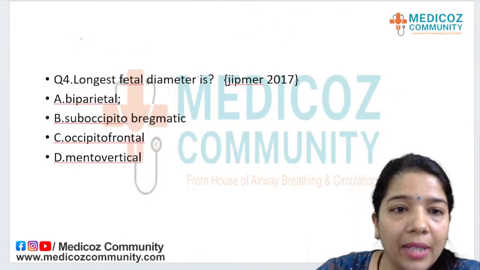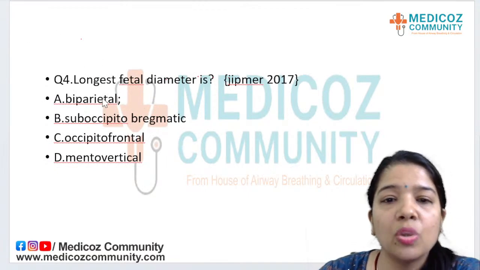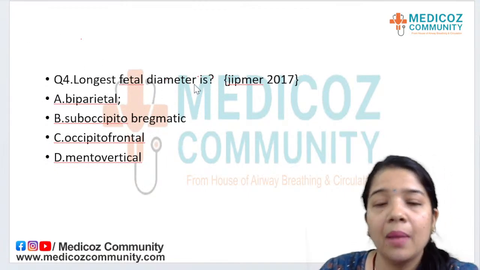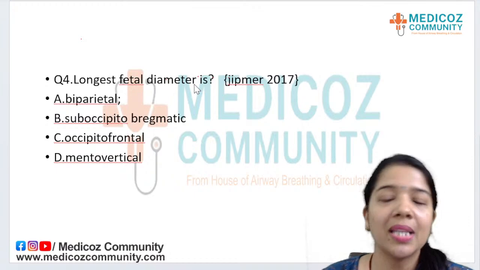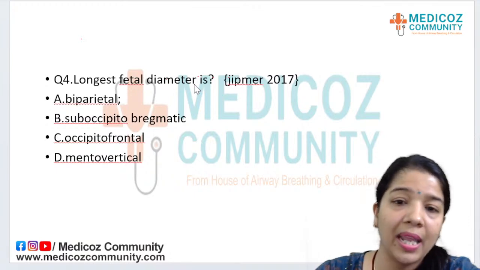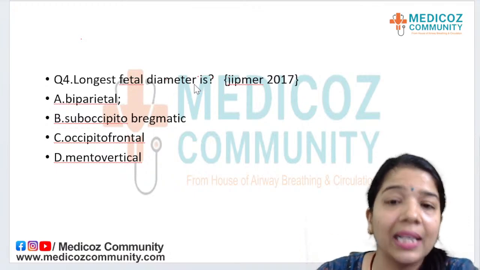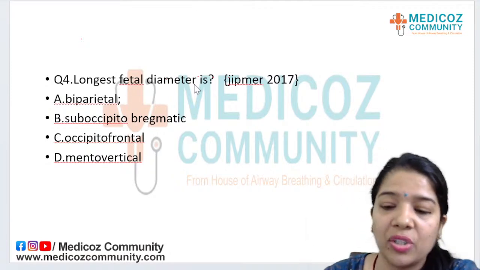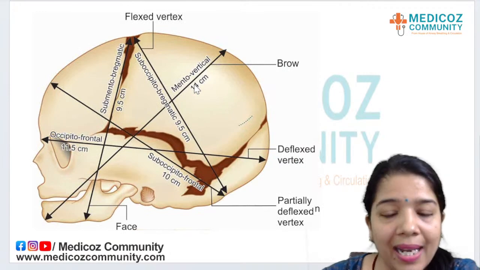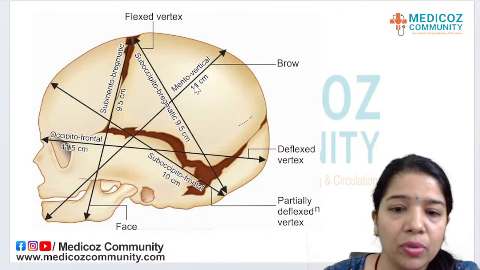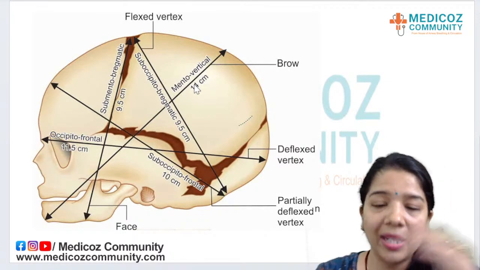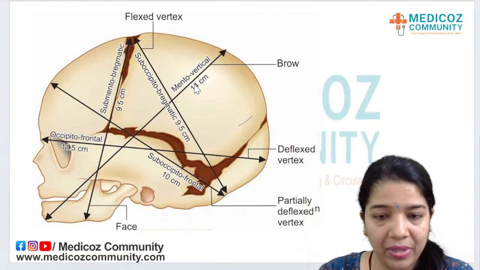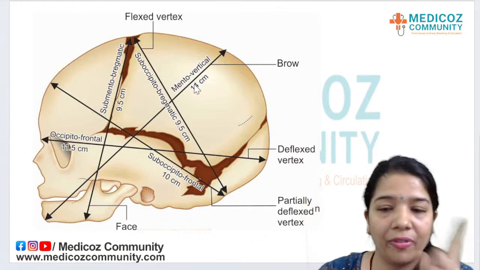Okay. Now coming to the next question, and that is, what is the longest fetal diameter? Please remember, the diameters of the fetal pelvis and the fetal skull are very direct questions. You have to memorize that because they are direct and very scoring. So I'll help you to understand. It's very simple actually. When the baby is going down in the pelvis, it goes down in a circular fashion.